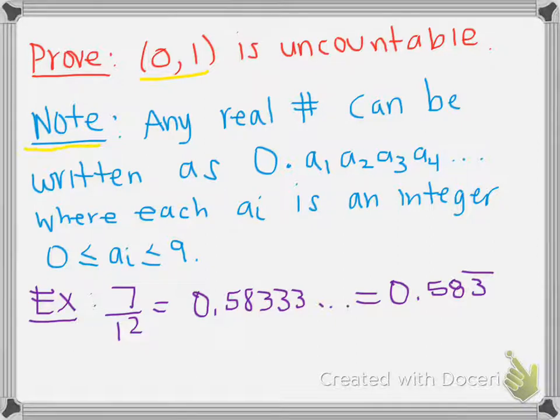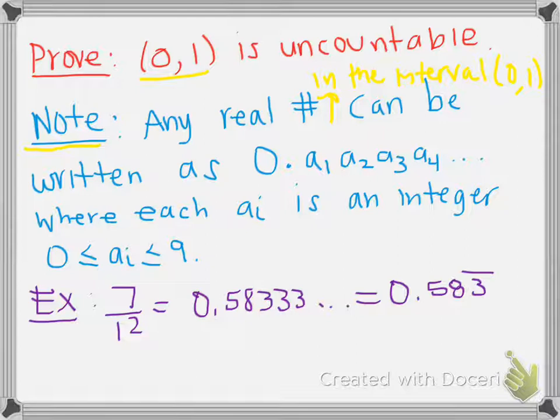So here's a note. Any real number in the interval [0, 1] can be written as 0.a sub 1, a sub 2, a sub 3, a sub 4, and so on. These are just indices, where each a sub i is an integer between 0 and 9.